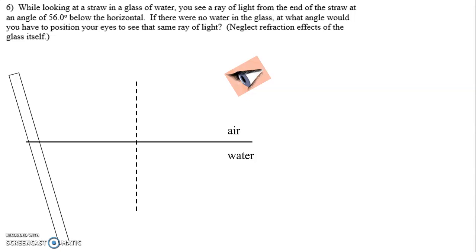Now, the most important part of this drawing is which way the light's going. So if you are seeing the straw, does that mean that light is going from the straw to your eye, or from your eye to the straw? Pause the video, think that through, draw what you think is happening.